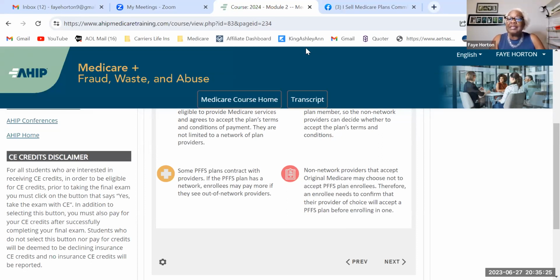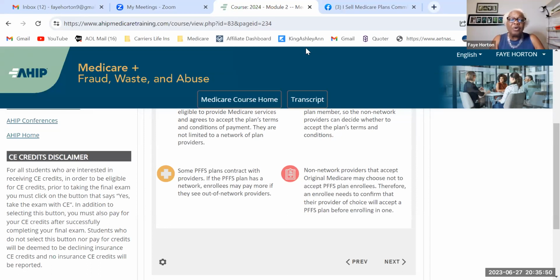Non-network providers that accept Original Medicare may choose not to accept a private fee-for-service plan member. Therefore, an enrollee needs to confirm that their provider of choice will accept the private fee-for-service plan before enrolling in one.